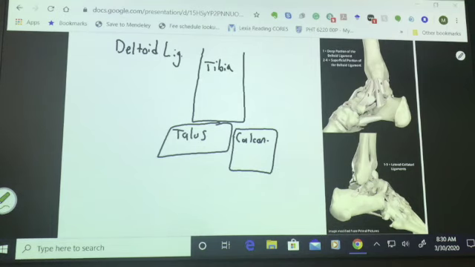Really super easy. We're going to have a portion that connects my tibia to my talus. We're going to have a portion that comes out towards my navicular. And then we're going to have portions that connect anterior and posterior aspects of the calcaneus. Super easy. So I'm going to fill those in.